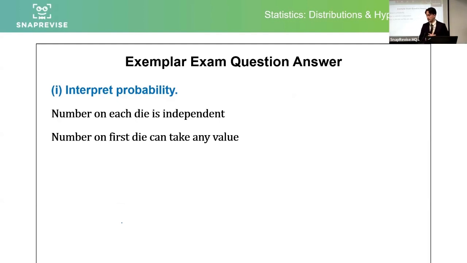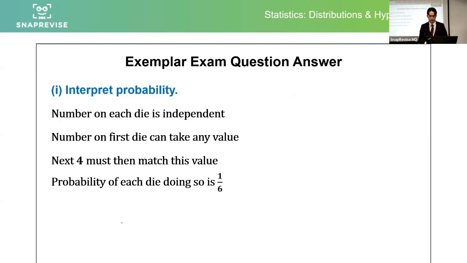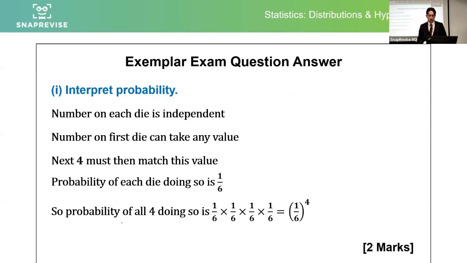So when you were looking at it and thinking, why is it 1/6 to the power of 4 and not to the power of 5? Well, weirdly, it doesn't actually matter what we throw first. It matters that all the others are the same as it. So the next 4 must match this value. The probability of each die matching that first die's value is 1 in 6. So what we've got is 1/6 times 1/6 times 1/6 times 1/6, which is 1/6 to the power of 4.